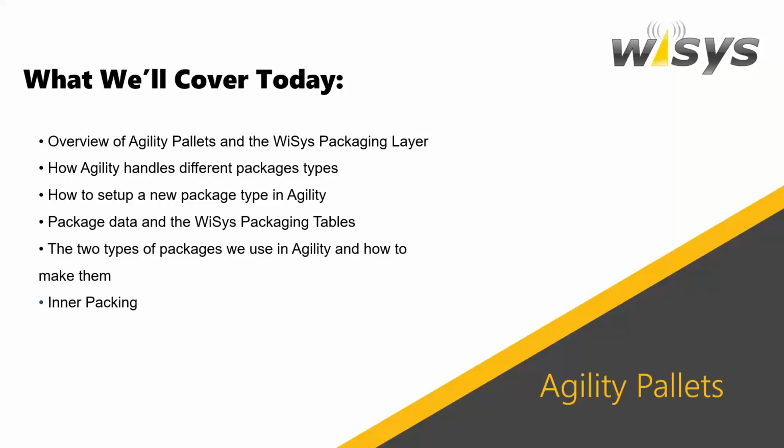Then after that, we're going to get into how we handle package types in Agility, all the different package types you can have, and how to set up a new package type from within Agility, which is one of the key parts to understanding packaging. Then after that, we're going to talk a little bit about what the data looks like, the tables it's housed in, because of course they're going to be WiSys specific tables, as this isn't native to SAP Business One. And we'll talk about the two types of packages that we typically use in Agility and how to create each of them. And we're going to gloss over inner packing at the end of this session.